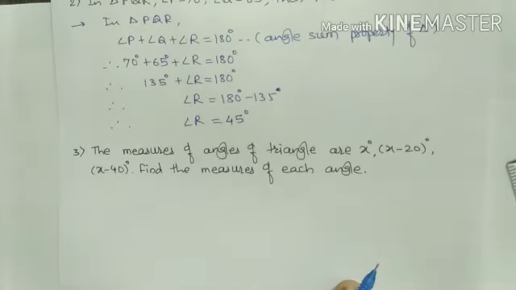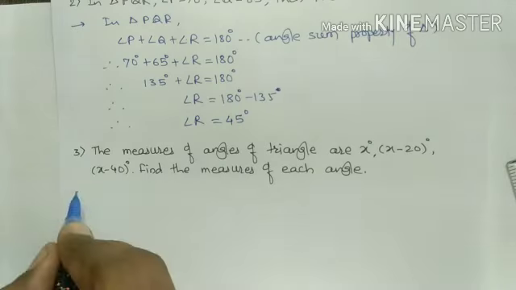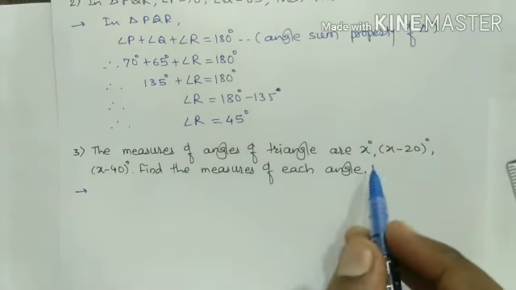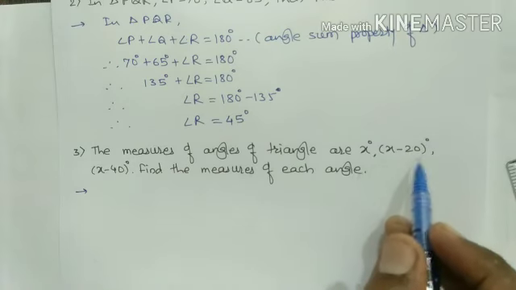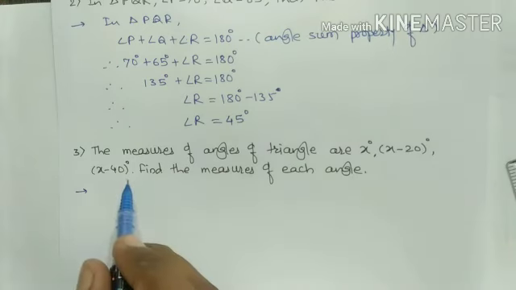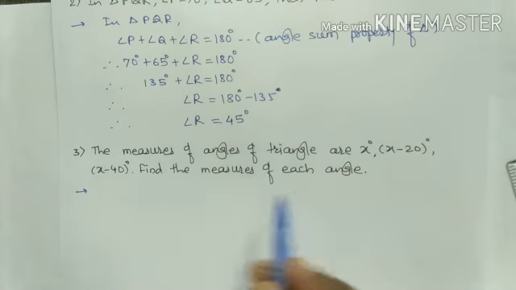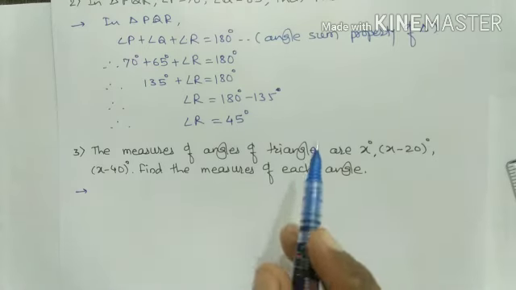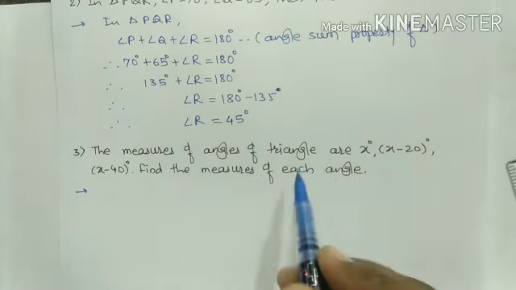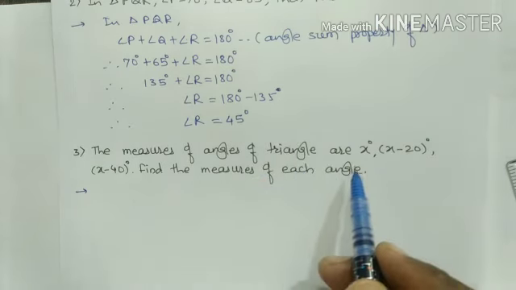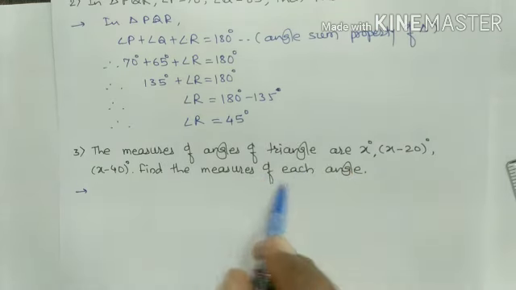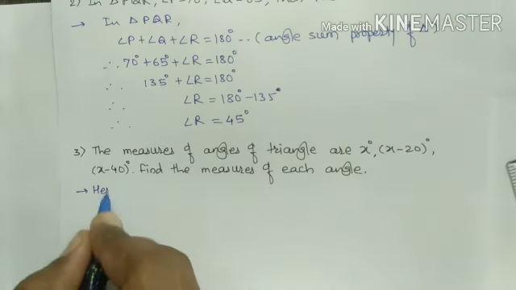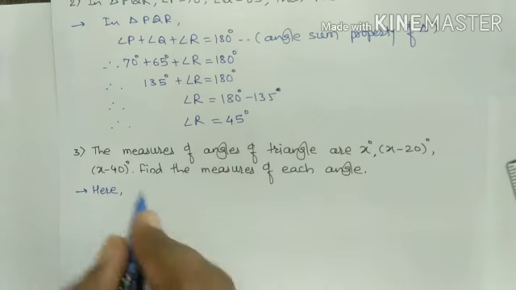Now the third example is, here the measures of angles of a triangle are given, which are x degrees, x minus 20 degrees and x minus 40 degrees. Find the measure of each angle of the triangle. By using the same property, that is angle sum property, we can easily find the measure of each angle of this triangle. Here first write the measures of angles of the triangle.